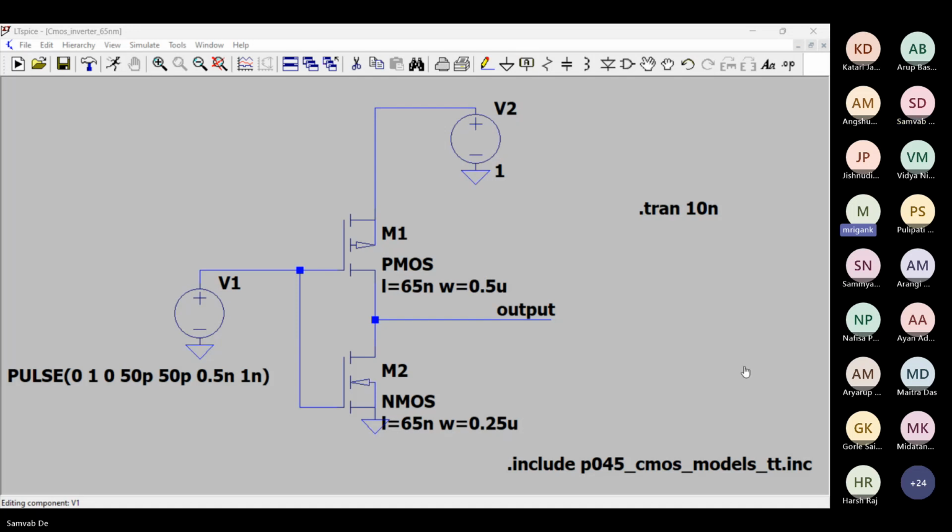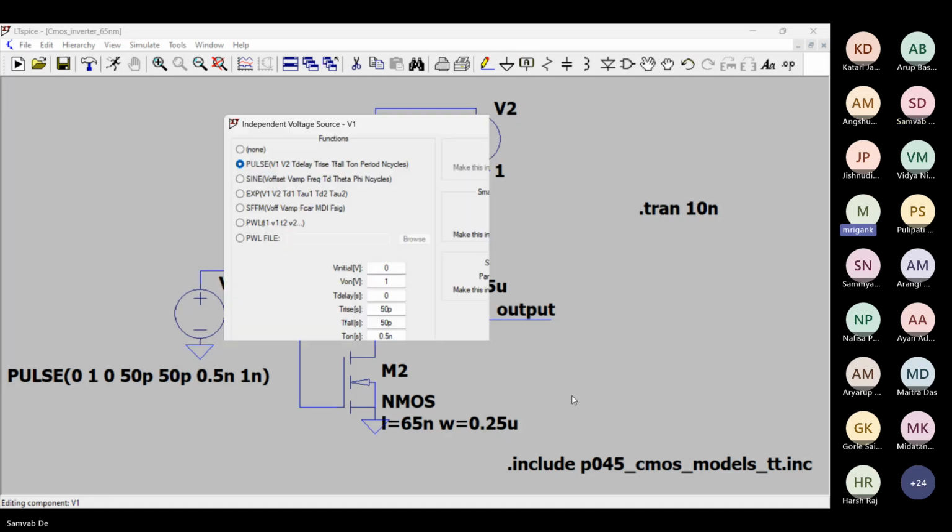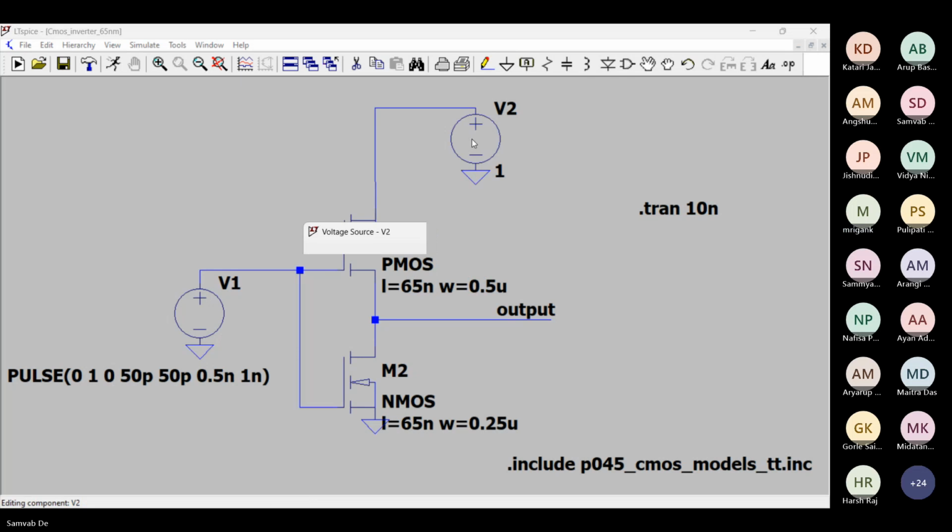And do it for the V2. Just click the V2 also. So which source have you chosen? You have chosen a DC source. How did you select V2? Just show how you instantiated V2. I chose a DC source, sir. Yes, just show how you selected it.